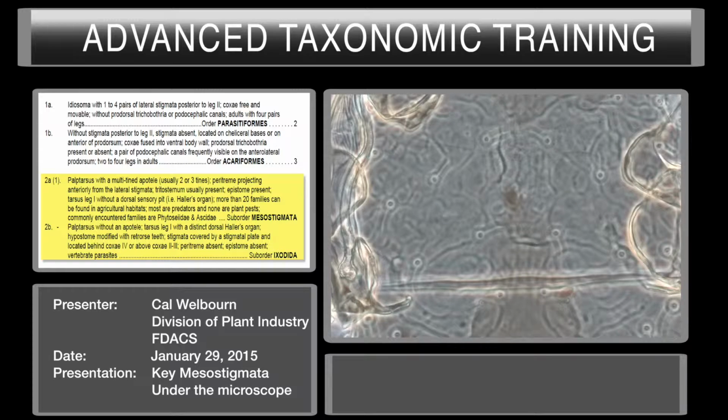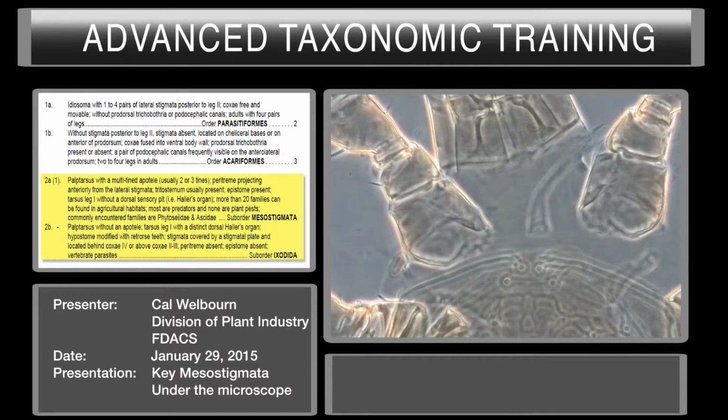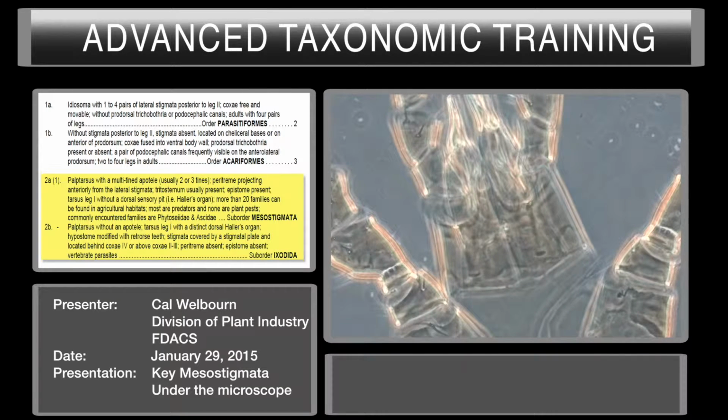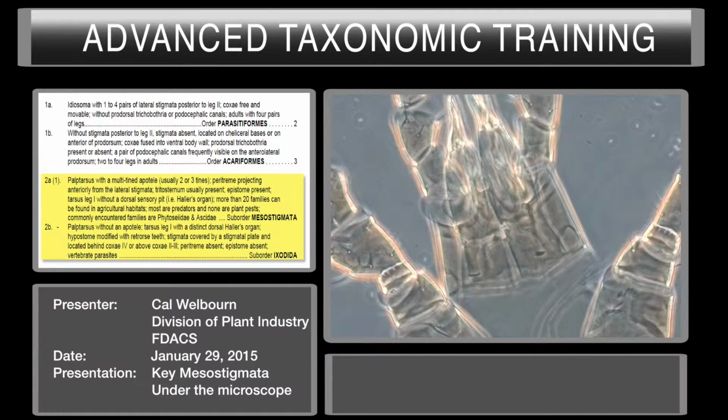Epistome, let's see if we can find that. As I said, I find the epistome one of the hardest structures to find in Mesostigmata. I can see a little bit of it. It's on the dorsal part of the gnathosoma. If you look very carefully, you can see a two-tined structure here. It goes up to two little fine points. That's the epistome. If the mount is not really good, it can be very difficult to see, but this one has a two-tined epistome. Tarsus of leg 1 without dorsal sensory pit.